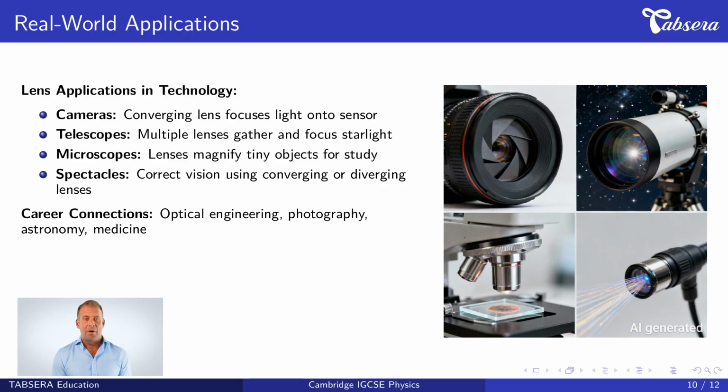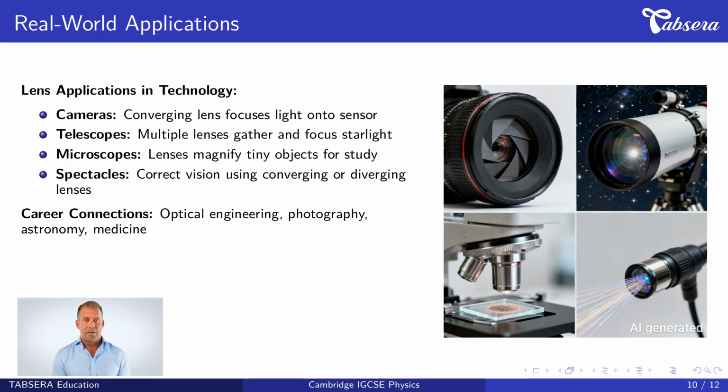Lens principles power countless modern technologies. In cameras, converging lenses focus light from objects onto the digital sensor or film, creating sharp images. The lens system controls how light rays converge to form the picture. In telescopes, multiple lenses work together to gather starlight and focus it for observation. Large converging lenses collect faint light from distant stars and planets.